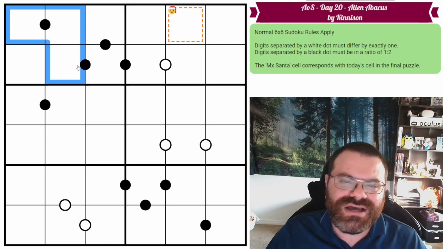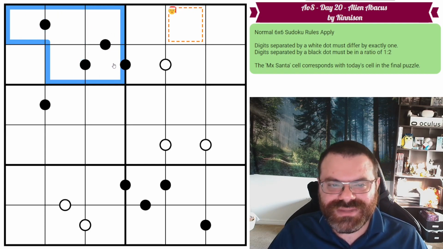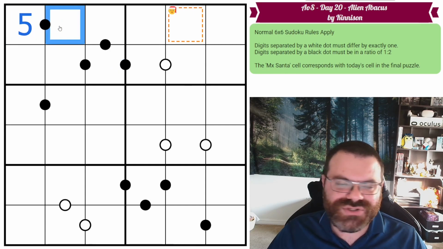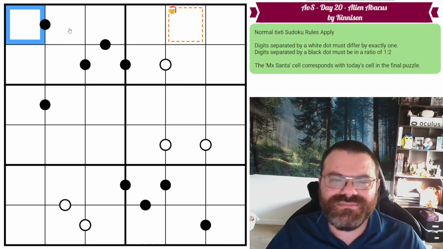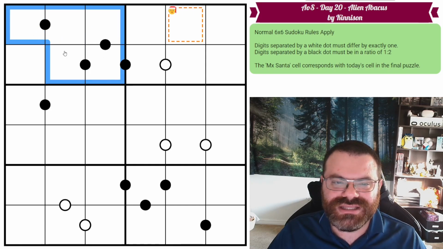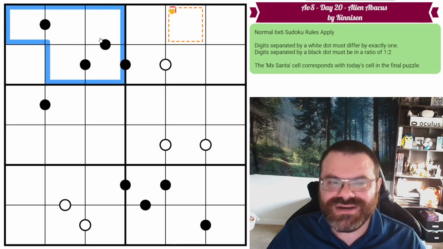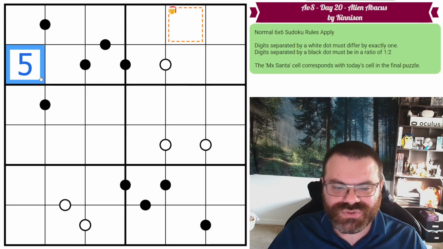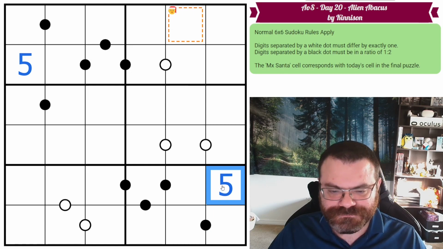So let's think about black dots in a 6x6. All the digits can go on a black dot except 5. If I try to put a 5 here, then you can't do half of 5 because I can't do 2.5 in a Sudoku, and I can't double 5 because that would be 10. So 5 is not allowed on black dots. But if you look, every single cell in this box is associated with a black dot other than this cell here. So this is where the 5 goes for sure. We have the same thing going on over here. So this is where the 5 goes.